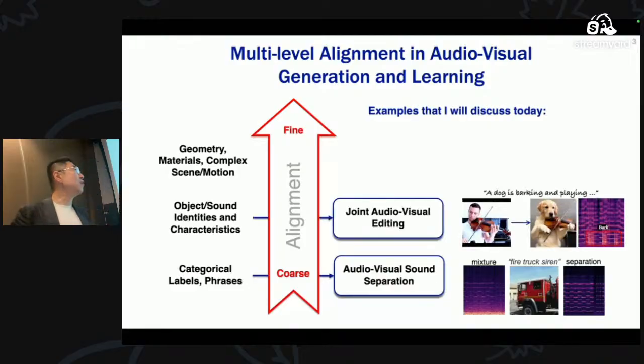In the middle level, we have audio-visual editing. The idea is that, given an input image and its audio, here a man playing a violin, we want to modify this audio-visual example according to language prompts, like a dog is barking and playing. You want to preserve that this is still a violin, but now you have a dog playing, and preserve the original violin sound. Instead, you are adding a dog barking sound, creating a new mixture.